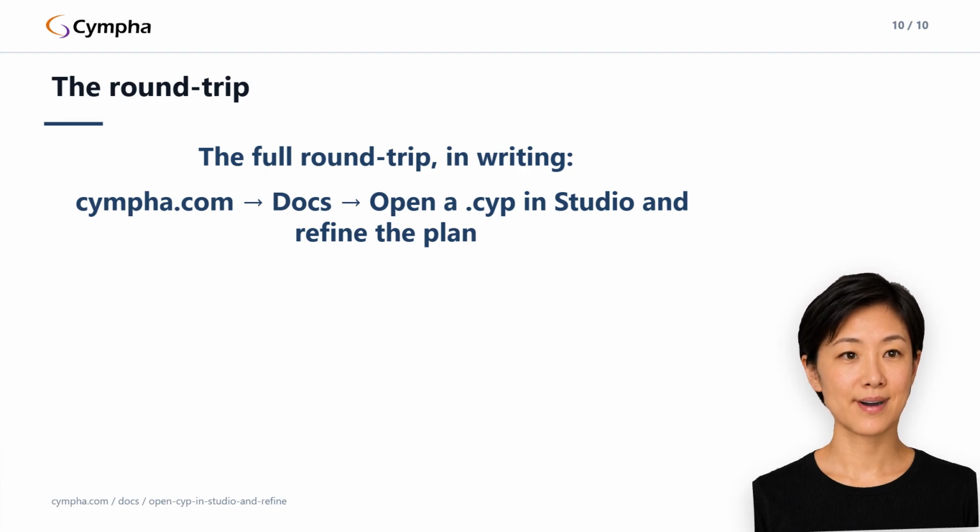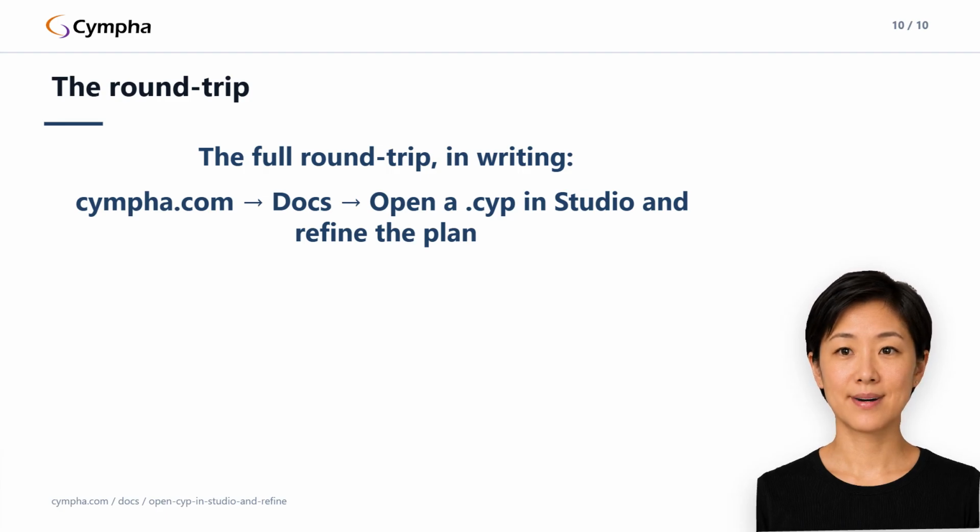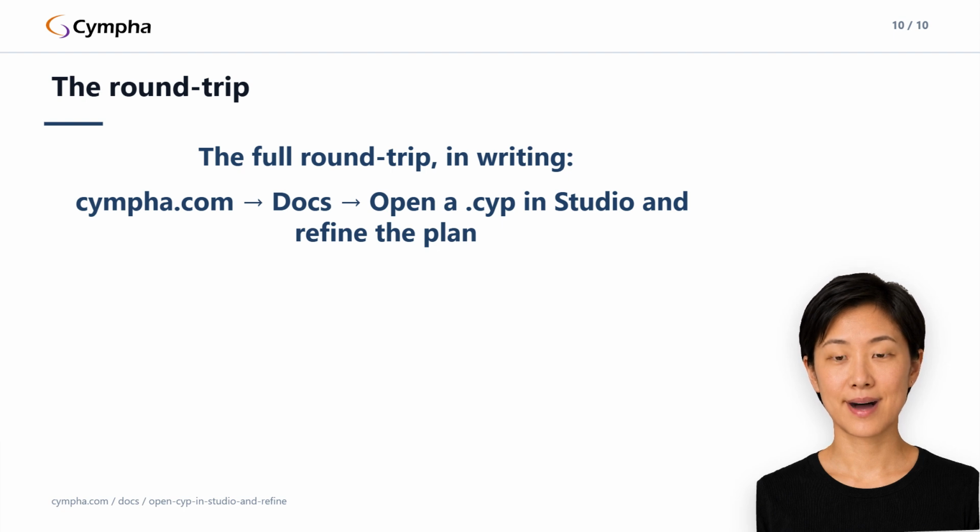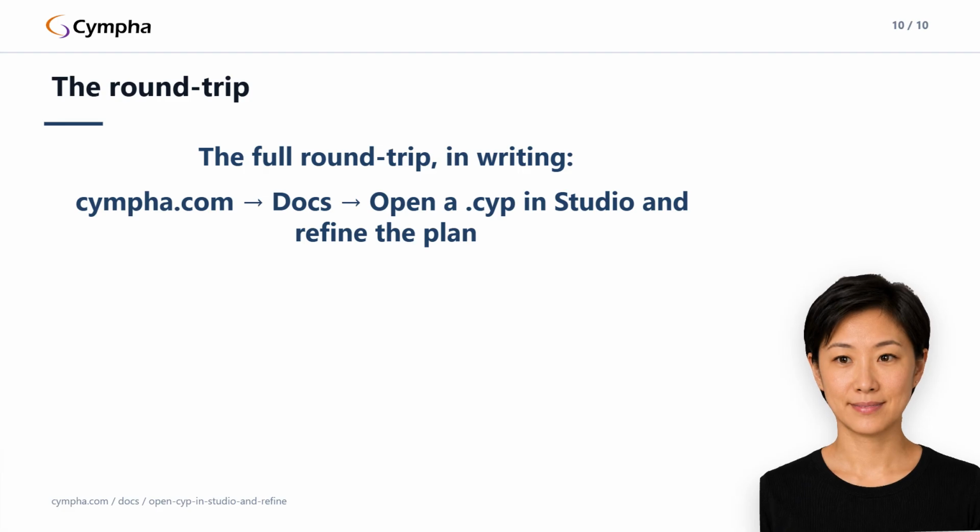And when you want more than read and measure from Studio, the Studio cookbooks on the site go deeper into its workflows. The written guide, with the exact folder paths and every failure mode, is at cympha.com. Open the Docs section and find OpenACYP in Studio and refine the plan.